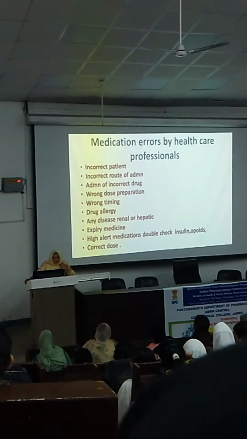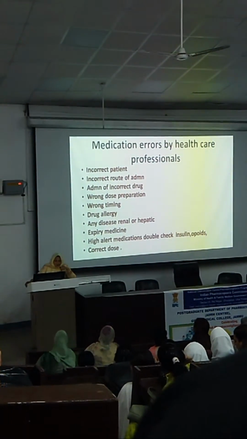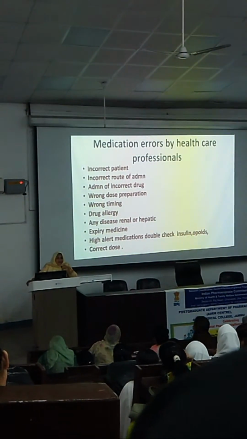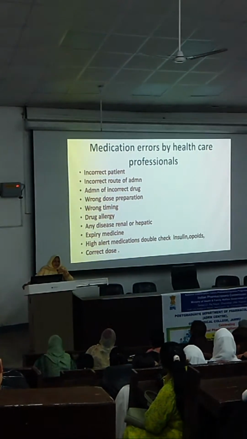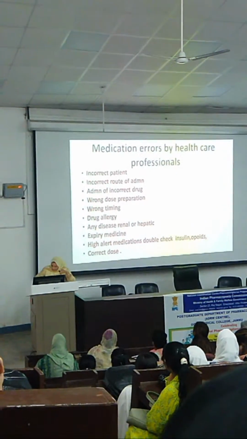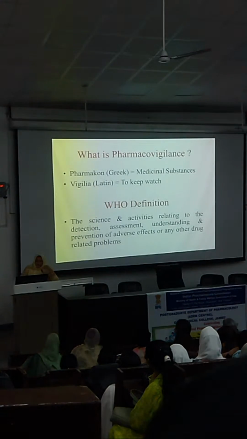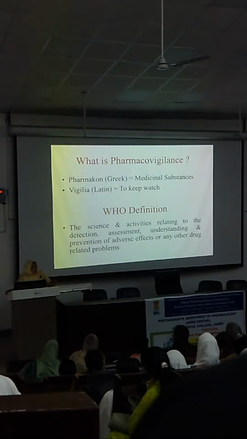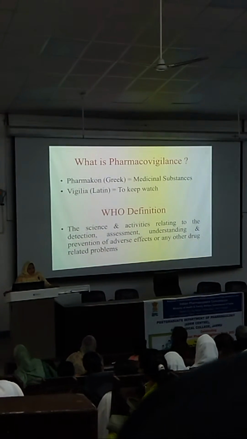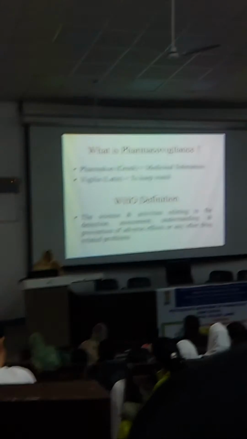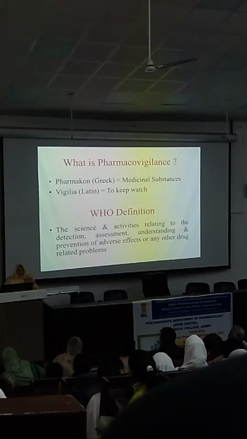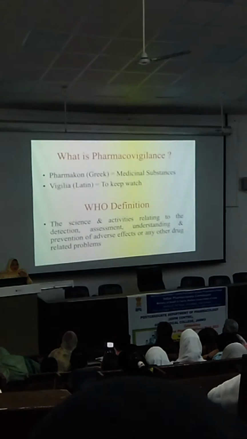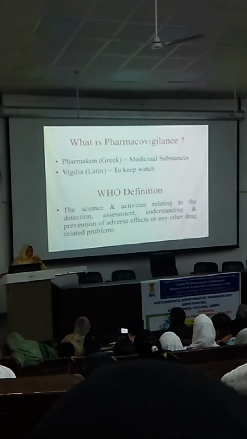Then correct dose. So you have to give the dose according to the need of the patient. So these are the medication errors that can be avoided by the healthcare professionals. Then what is pharmacovigilance? So errors को कम करने के लिए there is a science known as pharmacovigilance. Pharma means medicinal substances. Vigilia means to keep watch. To keep watch on the medicinal substances.